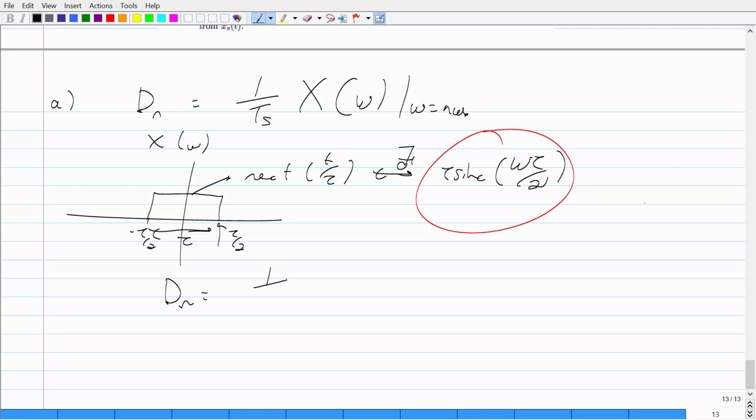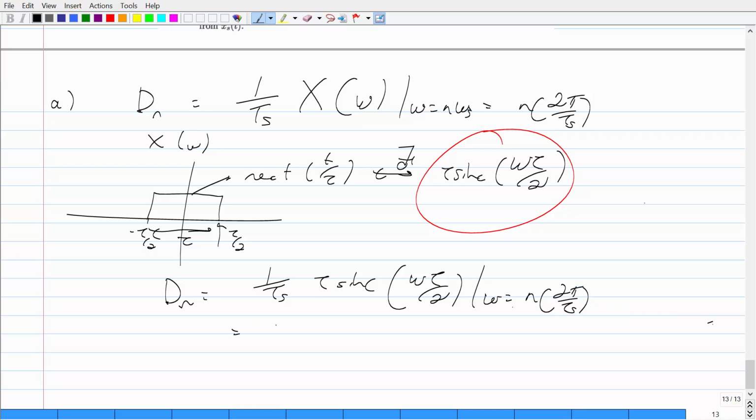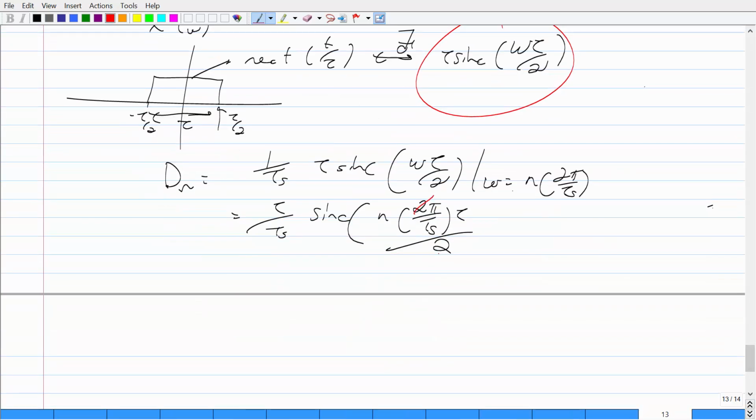Okay, so D of n equals 1 over Ts tau sinc of omega tau over 2, where omega is n omega naught. In this case, not omega naught, it's omega s, where omega s is just 2 pi over Ts, right? So n times 2 pi over Ts. So we get tau over Ts sinc of n 2 pi over Ts times tau over 2. The 2's will go away, and the pi stays the same. So this becomes tau over Ts sinc of n pi tau over Ts. And that's it.